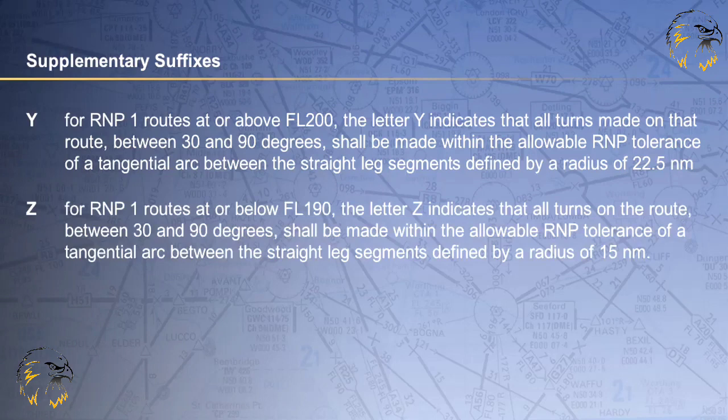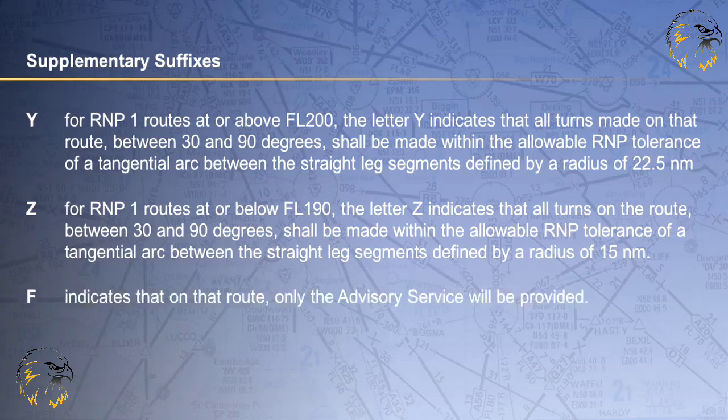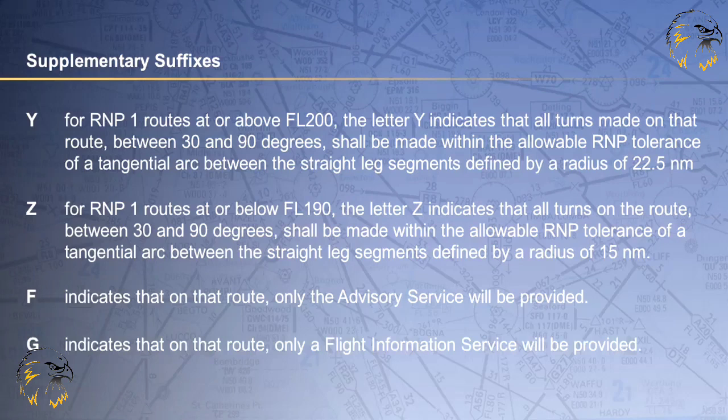For RNP1 routes at or below flight level 190, the letter Z indicates that all turns on the route between 30 and 90 degrees shall be made within the allowable RNP tolerance of a tangential arc between the straight leg segments defined by a radius of 15 nautical miles. The letter F will indicate that on that route or portion thereof only an advisory service will be provided. The letter G will indicate that on the route or portion thereof only a flight information service will be provided.